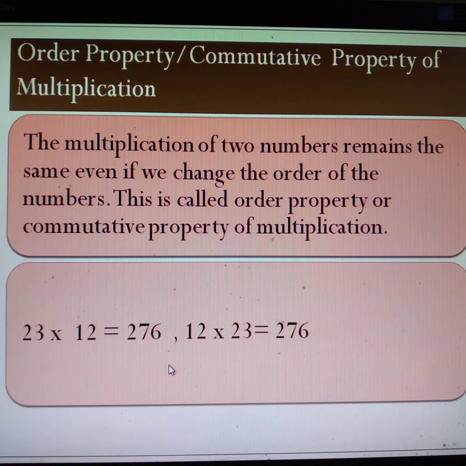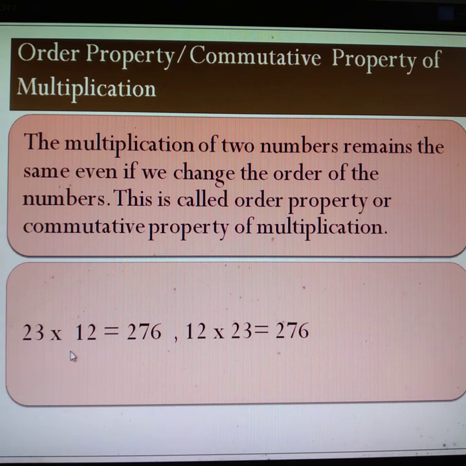Now, another property is the order property. It is also known as commutative property of multiplication. Now, see here, the multiplication of two numbers remains the same even if we change the order of the numbers. This is called order property or commutative property of multiplication.